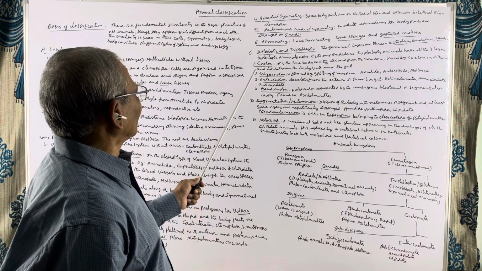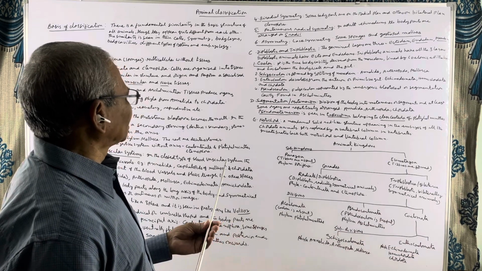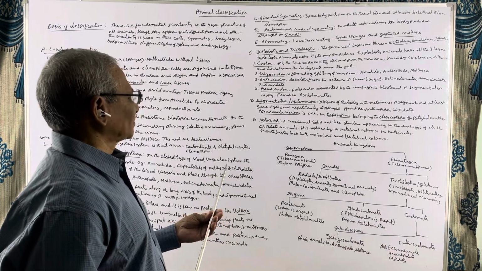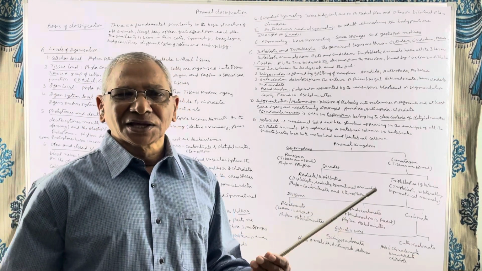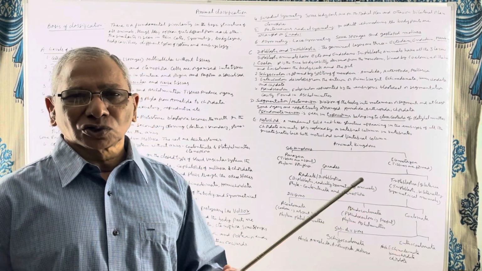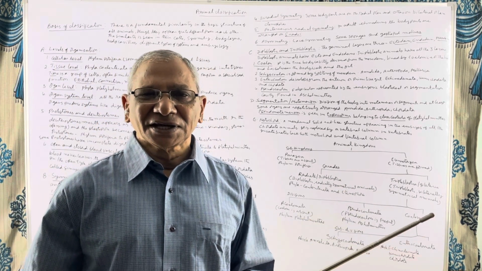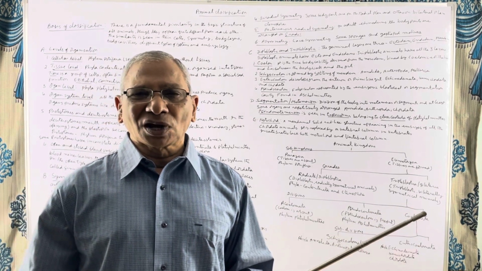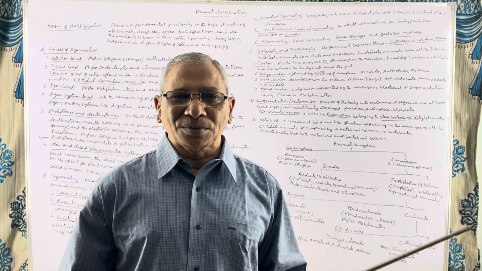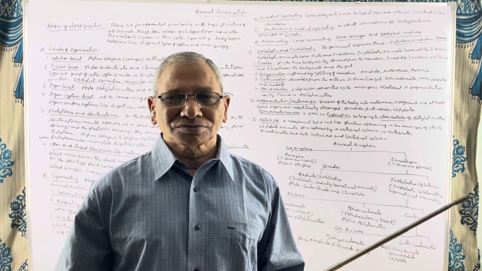Then, the coelom. Coelom is the body cavity formed in the mesoderm. So, the coelom has 3 characteristics. That is, it is a cavity formed in the mesoderm. It lies between the body wall and the gut. It is also lined by coelomic epithelium derived from mesoderm.